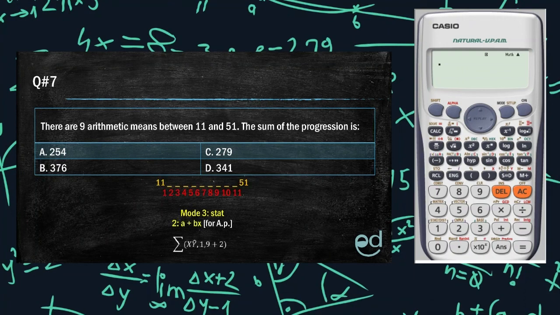Again, the total arithmetic means between 11 and 51 is 9, but we didn't include the first and the last term. Therefore, the total number of terms is 9 plus 2, which is 11. Since it is an arithmetic progression, we use mode 3-2. In the calculator, we click mode, 3 stat, and then 2, a plus bx. And we type the following. The first term is 11, and the 11th term is 51.